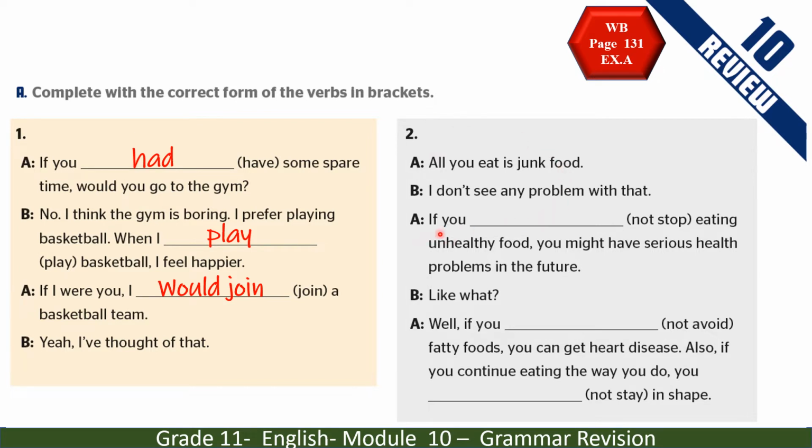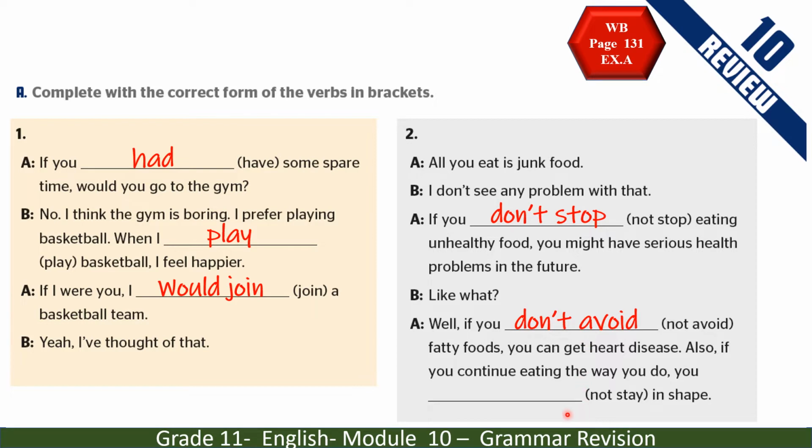In this sentence here, we have if and might. So this is first conditional, but let's note that not stop. To put it in the negative, we use don't stop. In this sentence, we have if, and we have can here. So this is first conditional, but it should also be in the negative. So we use the word don't avoid.